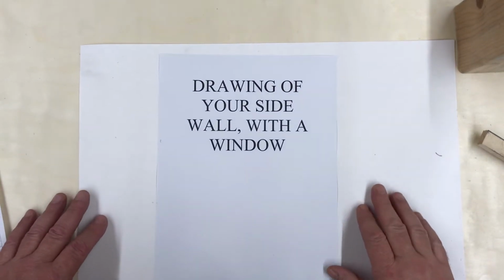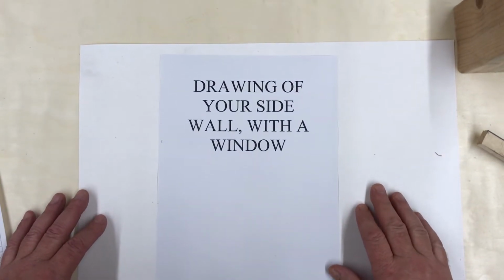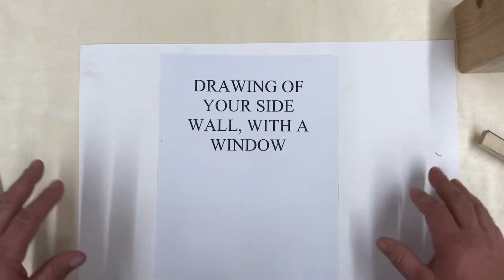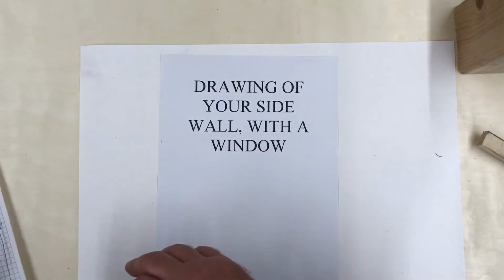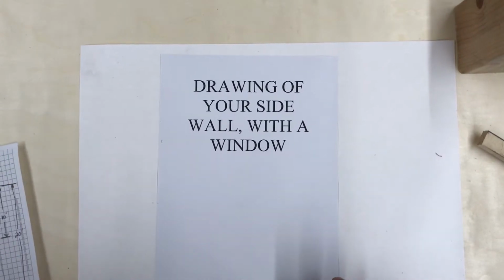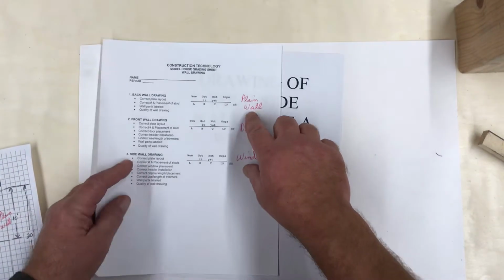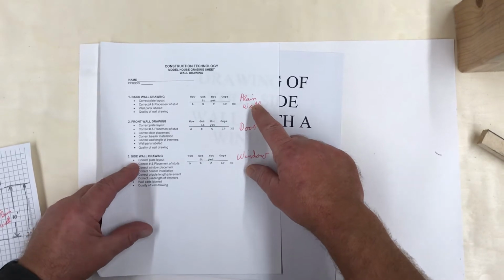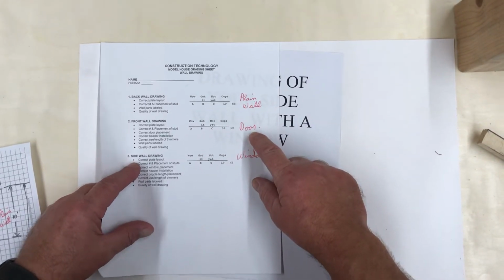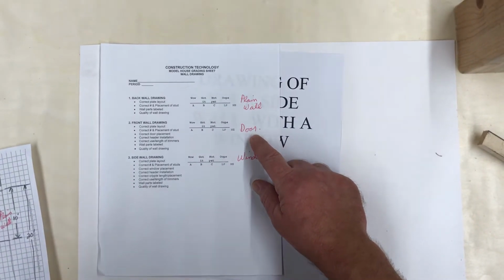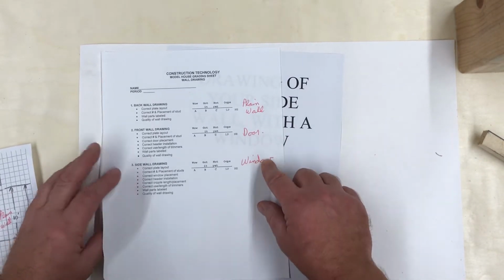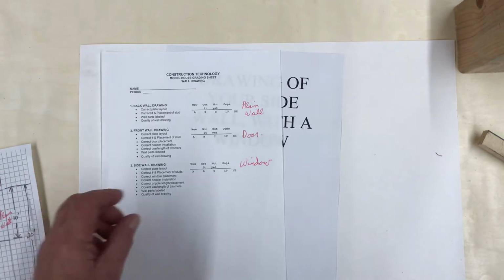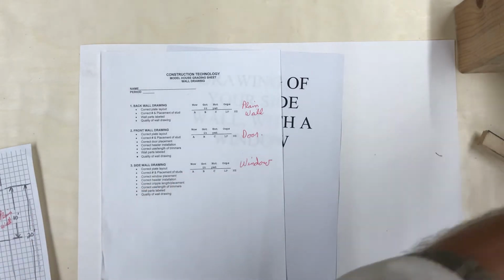In this video, we're going to show you how to draw a side wall, or specifically a window, in your drawings. If we take a look at the rubric, I showed you how to draw a plain wall, and showed you how to draw a door wall. Now I'm going to show you how to draw a window wall, but in the door and window wall, you could have a variety of things.